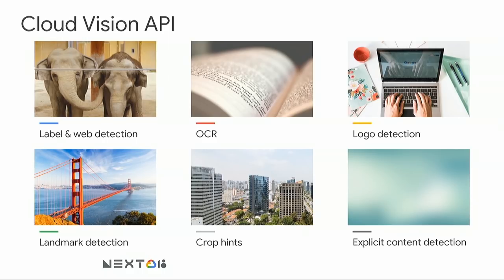Skipping ahead to explicit content detection, this will tell you, is my image appropriate or not? This applies to pretty much any site that has user-generated content. So instead of having someone manually screen each image, you just make one API call that'll tell you, is this image appropriate or not?